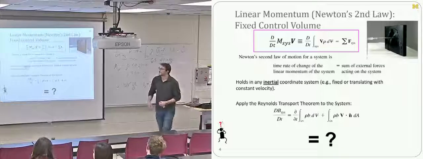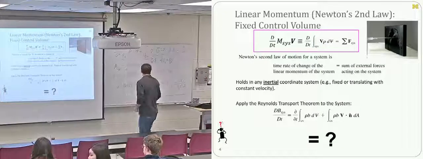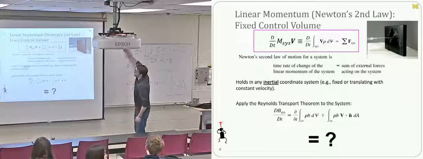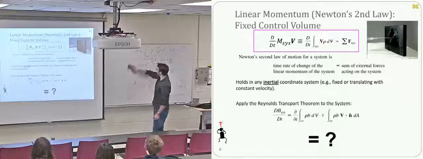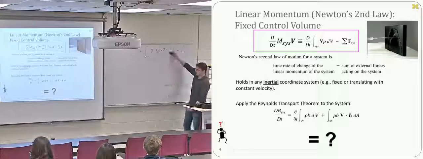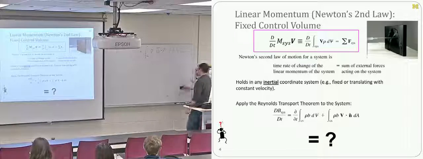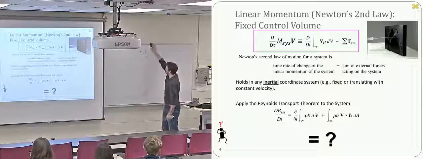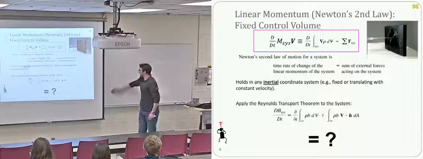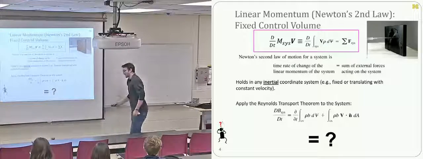So, linear momentum, Newton's second law. We all know it as F equals ma. But what it really tells us is that the force acting on a system of particles, whether that system of particles is a blob of fluid or a baseball, is equal to the rate of change of linear momentum of that system of particles.